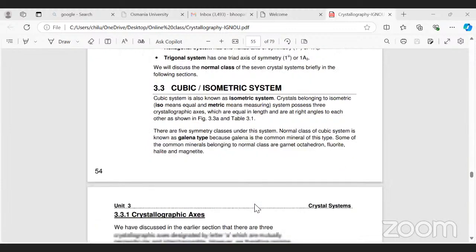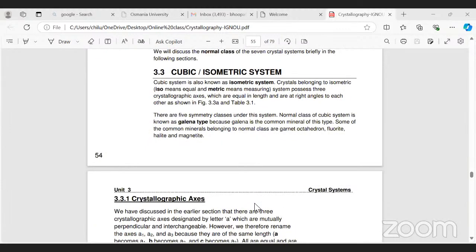So coming to the detailed study of each system. The first one is the cubic system. The cubic system is also known as the isometric system. Iso means equal, and metric means measuring. So here three crystallographic axes pass through the center point and through the corners, intersecting with equal lengths, and they also have equal length.